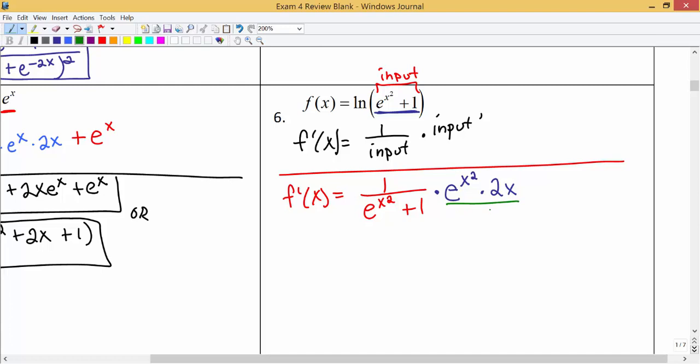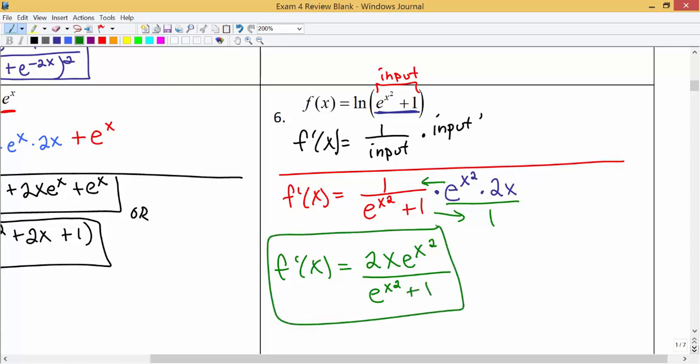So when we think about this as over 1, we can multiply across the top if we wish to simplify further. And I'm going to rewrite this as 2x times e to the x squared power. All of that we're going to multiply across the bottom. Pretty simple. E to the x squared power plus 1 times 1, of course, is just itself. We're going to stop right there.